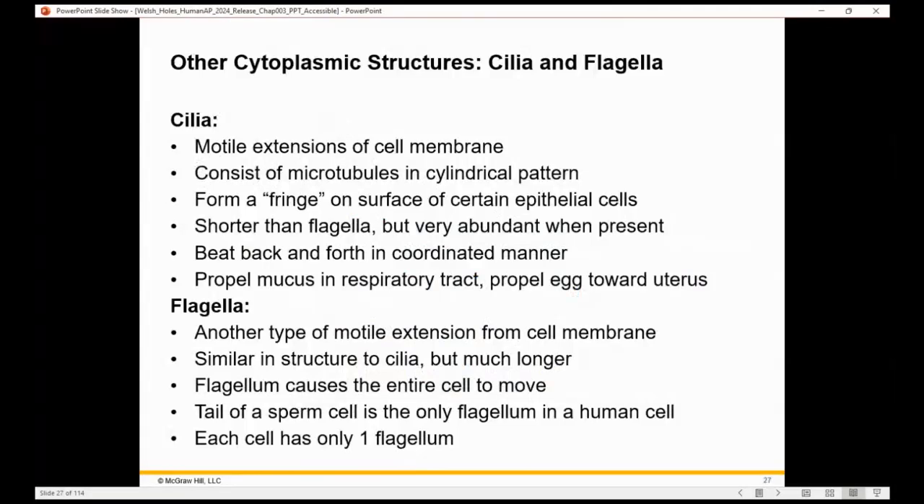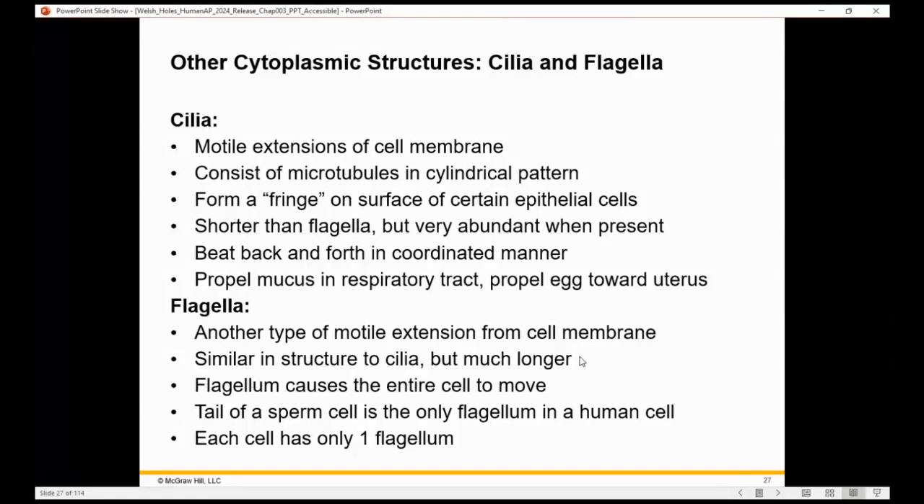Okay, cilia and flagella. Cilia are motile extensions of the cell membrane. They consist of microtubules in cylindrical patterns. They form a fringe on the surface of certain epithelial cells. They're shorter than flagella, but very abundant when present. They beat back and forth in a coordinated manner, and they propel mucus in the respiratory tract and propel the egg towards the uterus. The flagella are another type of motile extension from the cell membrane.